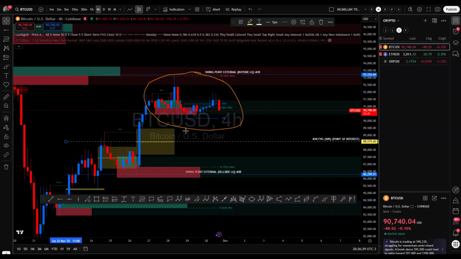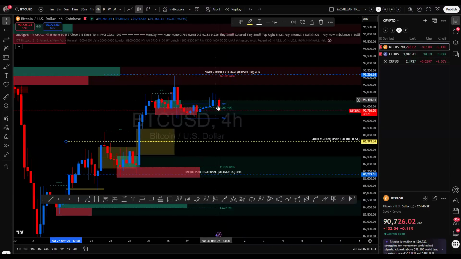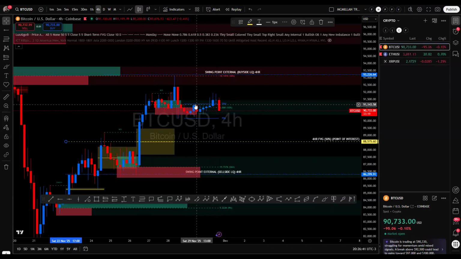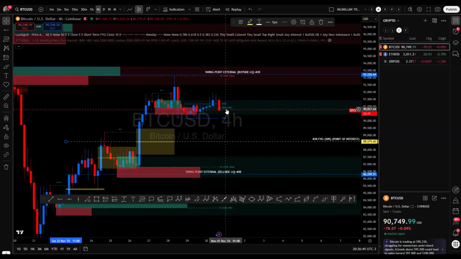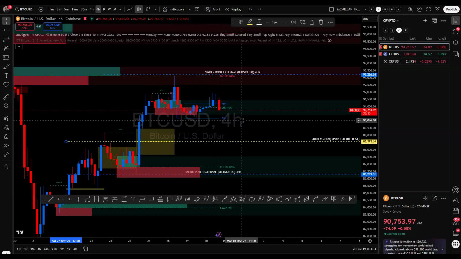You see consolidation, and we see that there's liquidity here. We see that price did raid this liquidity, raided this high here. So this may be our typical 3-bar pattern, but we would need to see a fair value gap close.